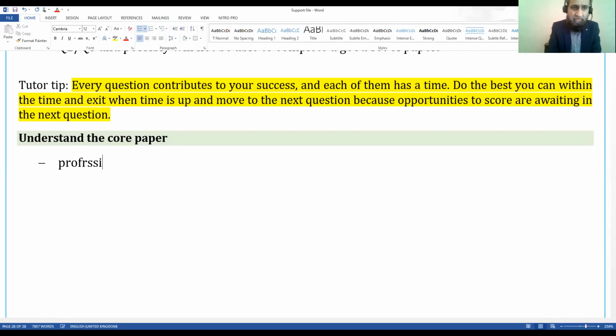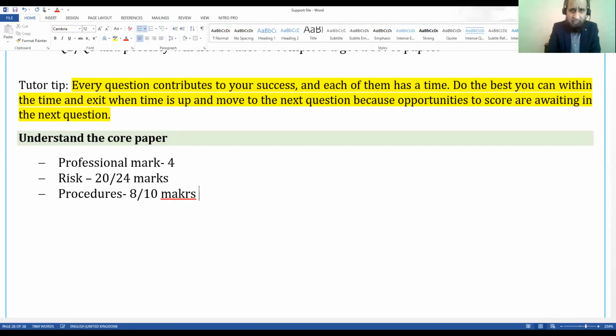You have professional marks, which are 4. You have risk. Risk on average is 20 to 24 marks in every exam sitting. You look at procedures. I think procedures in every exam sitting is like 8 to 10 marks. You look at ethical and professional issues. There can be a rare skip. But on an average of last 7 exam sittings, ethical and professional issues has been like 8 to 10 marks.